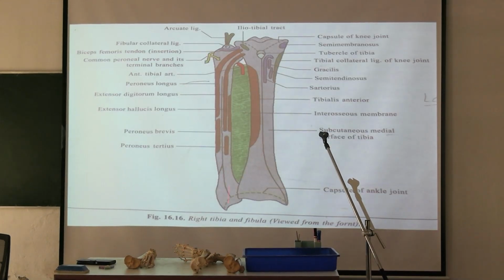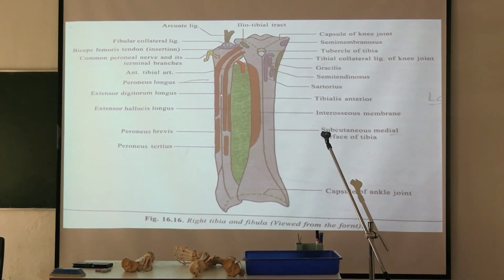And this is anterior, viewing from the front. You can see on the lateral aspect, upper part peroneus longus, lower part peroneus brevis, and here you can see the extensor digitorum longus, extensor hallucis longus, peroneus tertius. These are the muscle attachments.